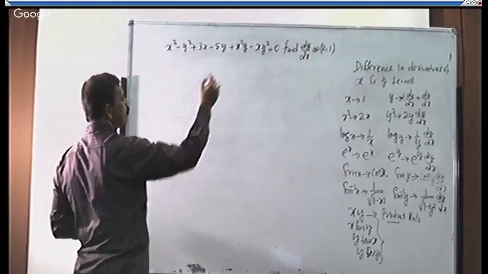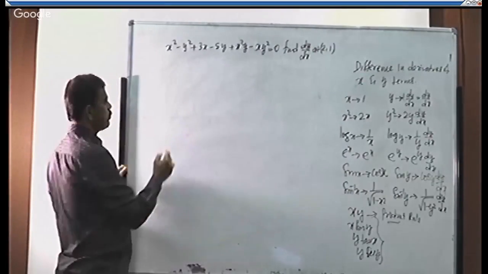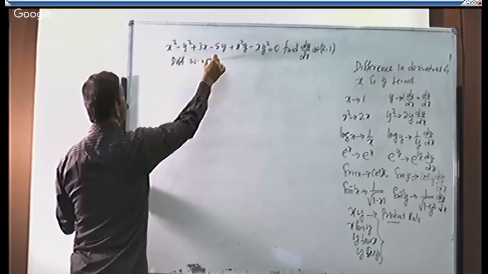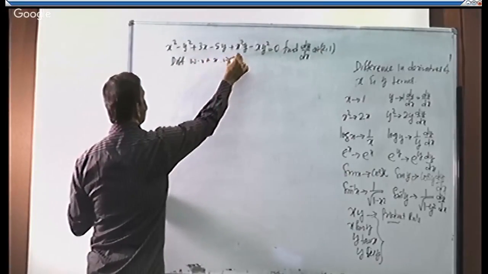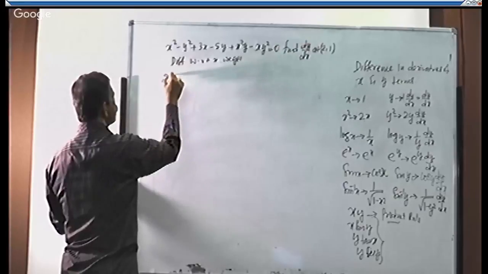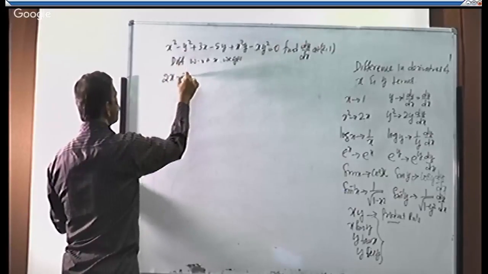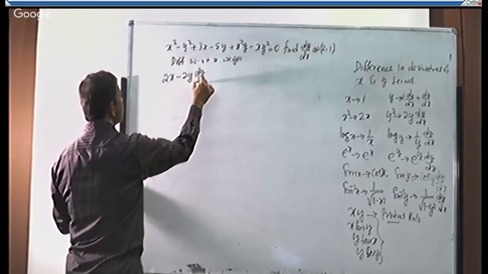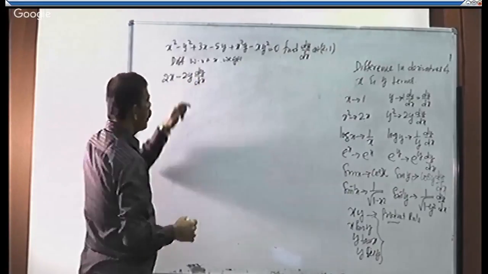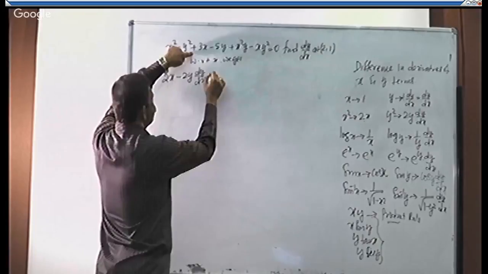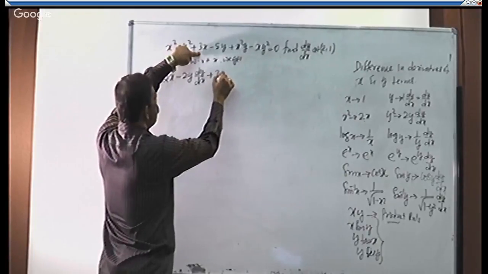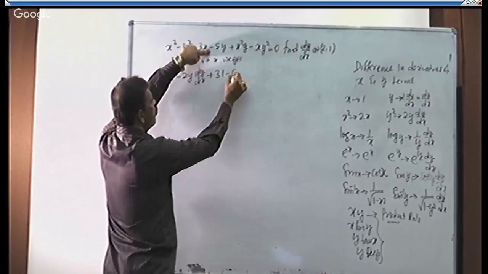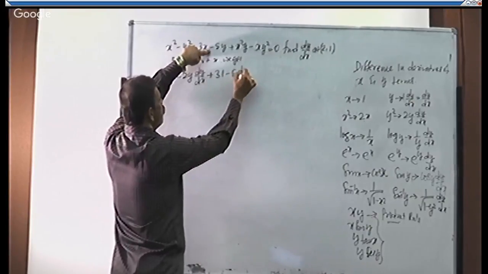Differentiate the entire equation with respect to x. Differentiating with respect to x, we get differentiation of x square is 2x. Differentiation of y square is 2y into dy by dx because of the y term. Plus differentiation of 3x. 3 into differentiation of x is 1. Minus 5 into differentiation of y is what? Dy by dx.